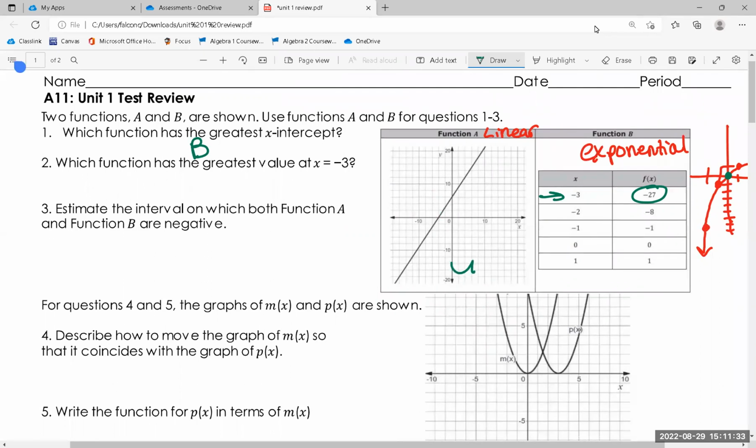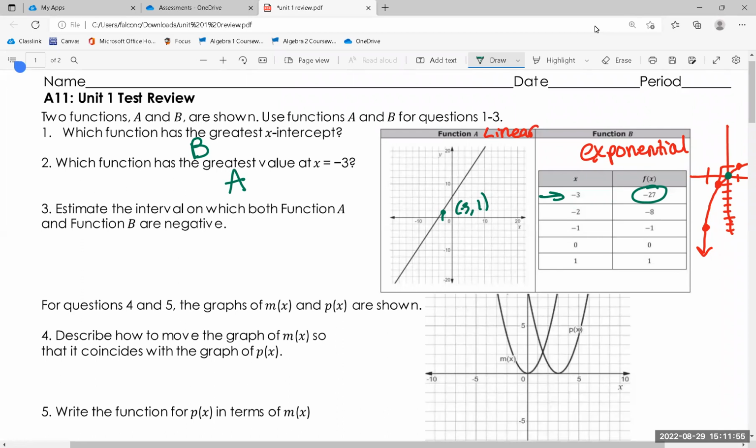Sorry, my pen just glitched. All right, so at -3, we're at a y value of 1 for A, and then we're at a y value of -27 for B, and we want the greater value. So that would be A, right? Because 1 is bigger than -27.